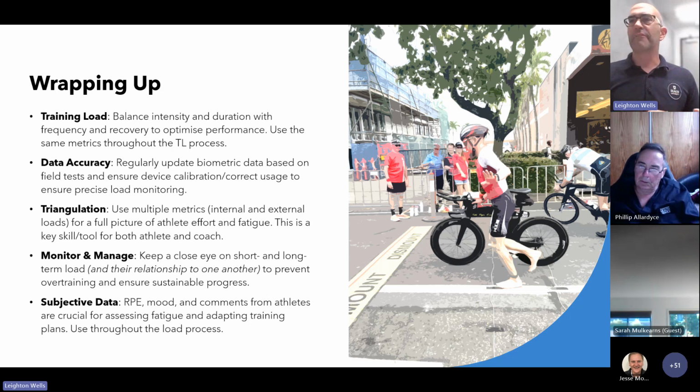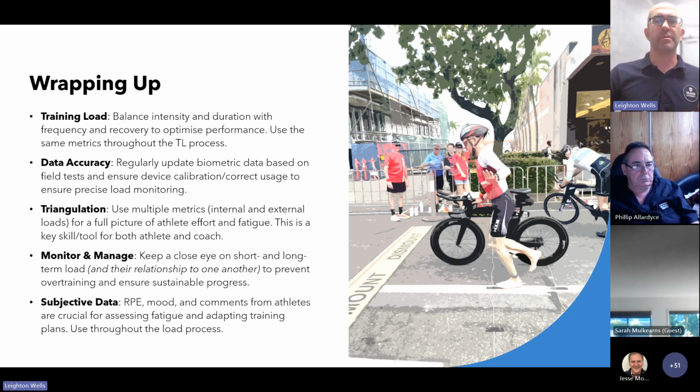Data accuracy, we briefly mentioned that it's important in order to get accurate load that we need to be calibrating devices, and that's typically based on field testing. We might get athletes to do time trials or an FTP test or whatever the case is. We enter that data into our devices and our training management platforms so that we get an accurate reflection of sport load.